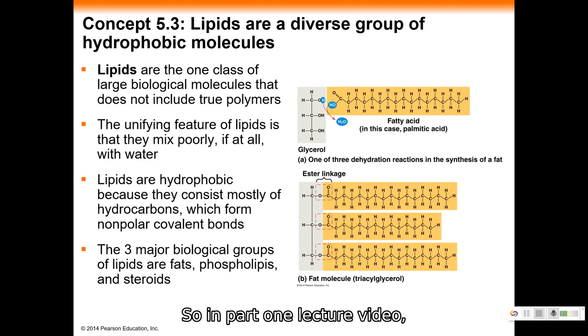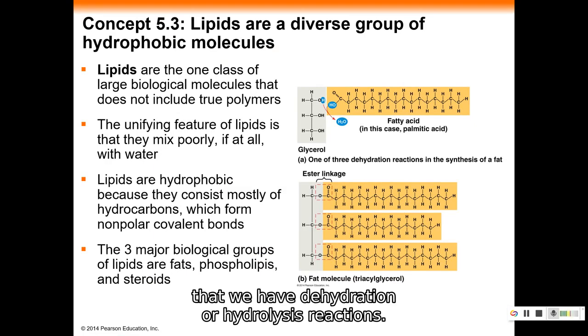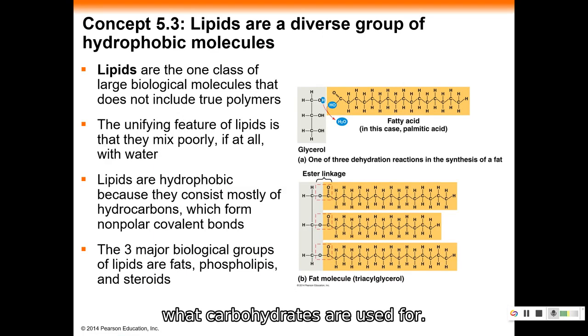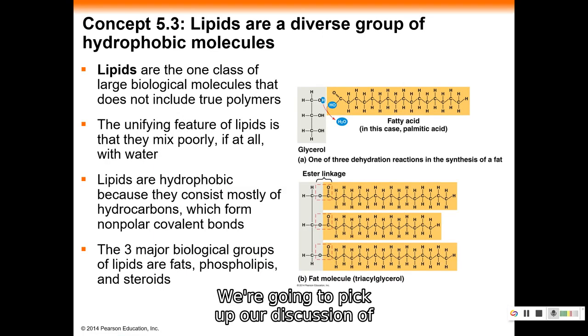So in part 1 lecture video, we talked about monomers and polymers. We talked about how we form them, that we have dehydration or hydrolysis reactions. And we talked about carbohydrates, what the formula for carbohydrates are, what carbohydrates are used for. We talked about their monomers. We talked about storage or structural carbohydrates. We're going to pick up our discussion of biomolecules here by talking about lipids.